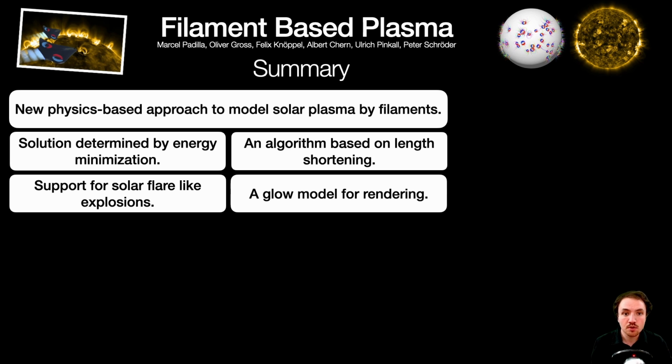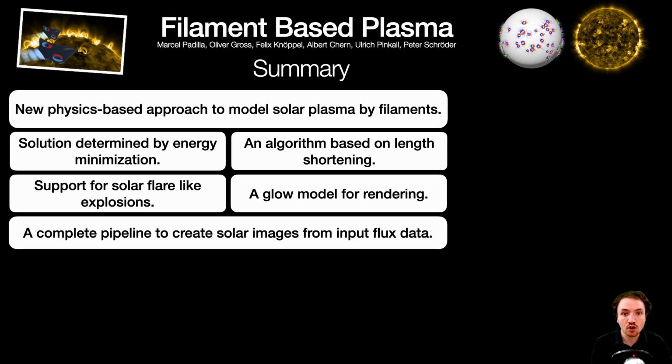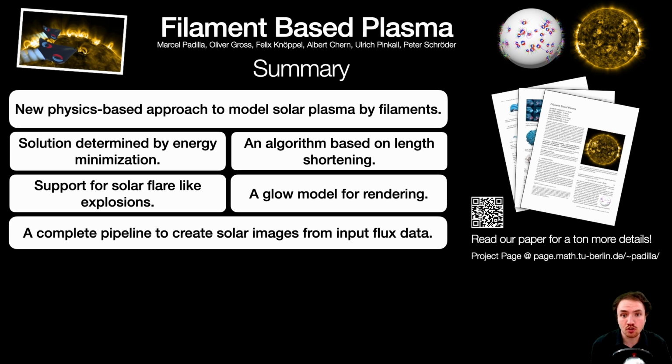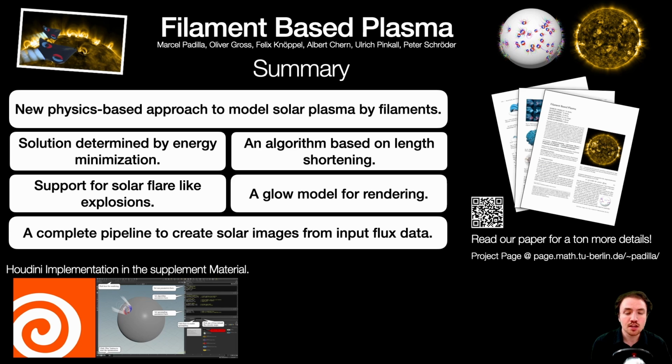For rendering, we derived a glow model to turn filaments into solar-like images, and we have also given a complete pipeline to create solar-like images from flux data from any origin, which includes real-life data or data generated from artistic design. For the many details that could not make it into this talk, we encourage you to look at our paper. All code was implemented into Houdini and is available in the supplement material.